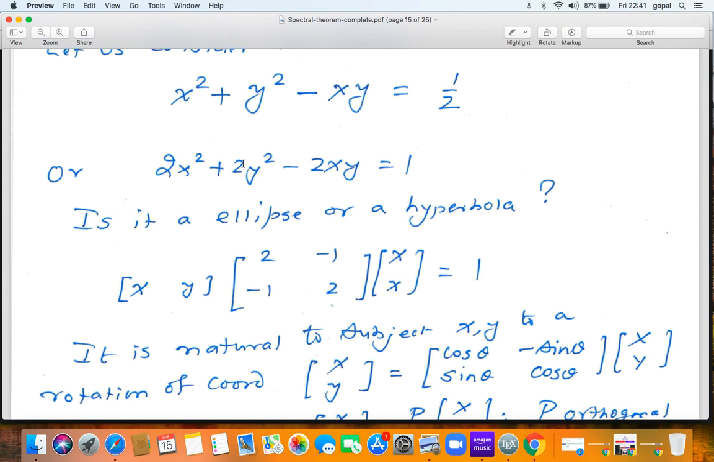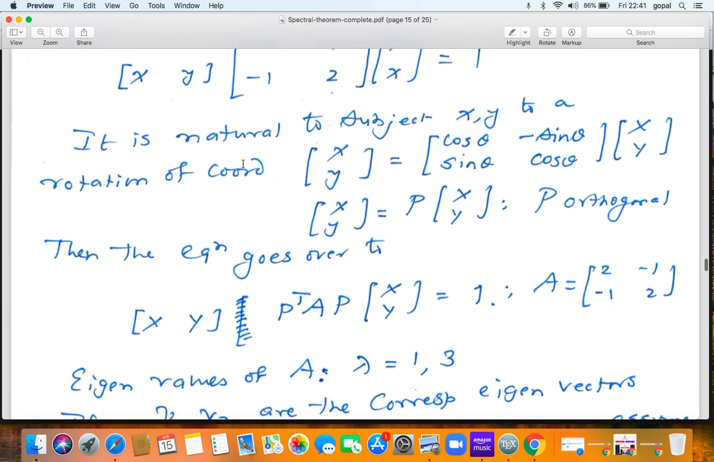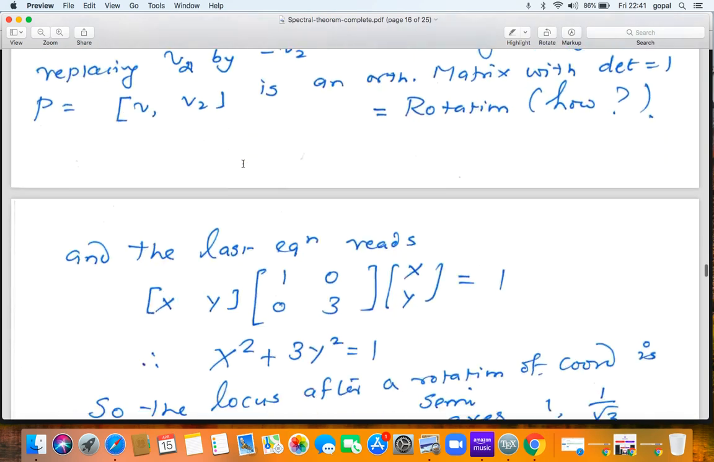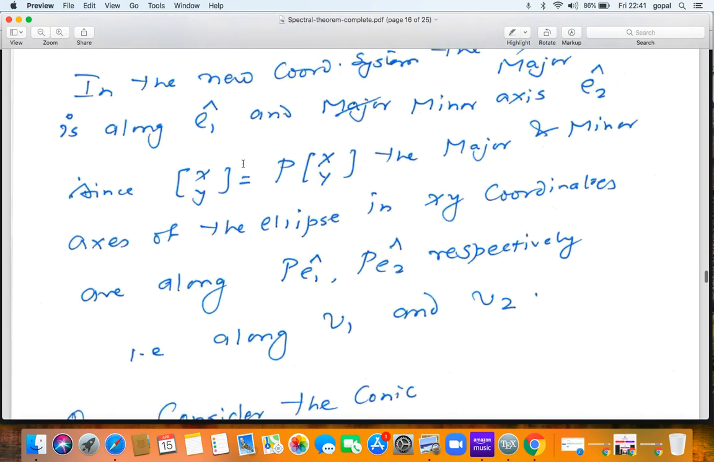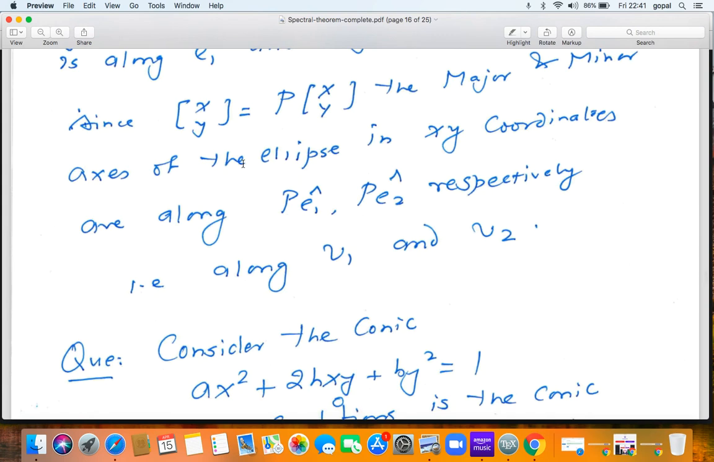We know it's an ellipse. We know what the major axis is. We know what the minor axis is. We know the direction of the major axis and the direction of the minor axis. Namely, the major and minor axes are along the eigenvectors v1, v2 respectively. You can calculate the area of the ellipse and you can do other geometry with it. So this is one instance of how the spectral theorem can be used.